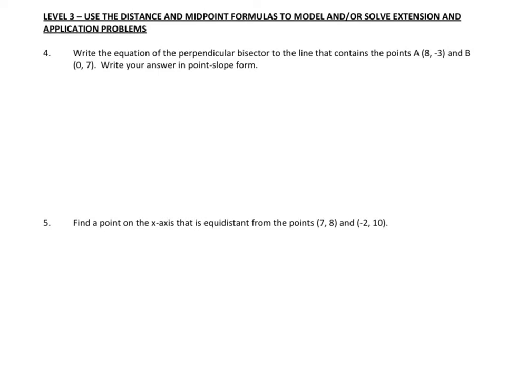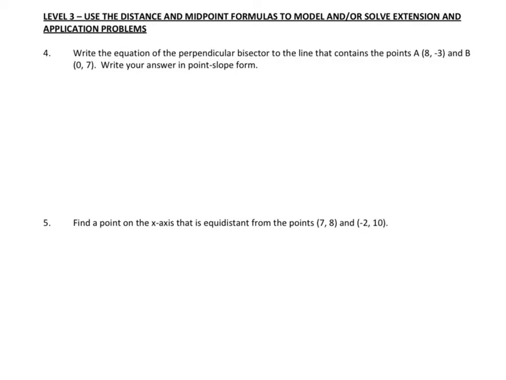In Level 3, we will be solving more difficult distance and midpoint applications, including the concept of a perpendicular bisector. Looking at example 4, it says write the equation of the perpendicular bisector to the line that contains the points A, 8, -3, and B, 0, 7. Write the answer in point-slope form.